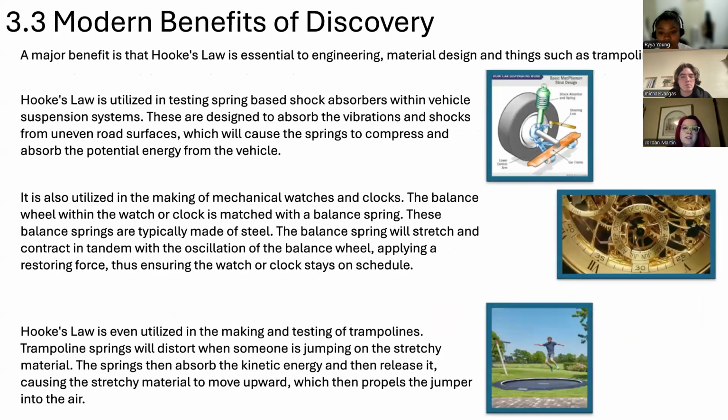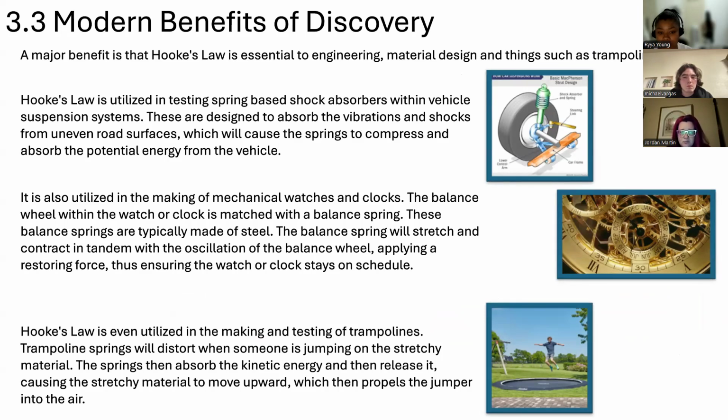3.3 Modern benefits of discovery. A major benefit is that Hooke's law is essential to engineering, material design, and things such as trampolines. In vehicles, it is used in testing spring-based shock absorbers in the suspension systems. These are designed to absorb the vibrations and shocks from uneven road surfaces, causing the springs to compress and absorb the potential energy from the vehicle.